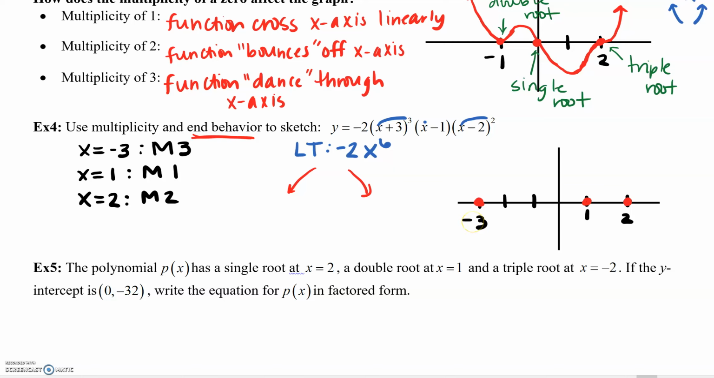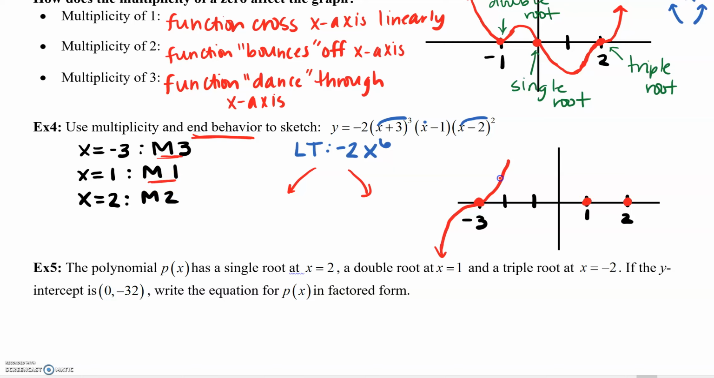Because -3 is my most left x-intercept, I know that my graph is going to start out down here. Now, as I approach -3, remember it was a triple root. So I want it to flatten out at -3 and then continue. So it does a little dance through -3. It doesn't just cross linearly. I know that 1 was a single root.